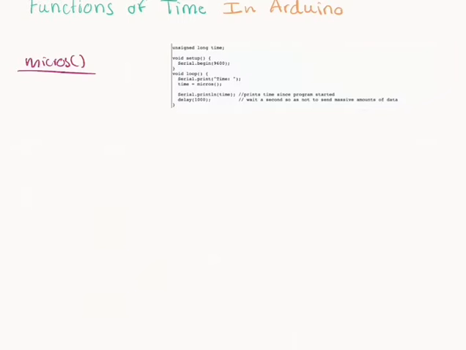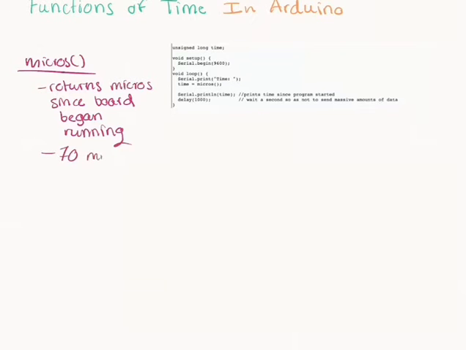When the micros function is called, it returns the number of microseconds since the Arduino board began running. And since it obviously can't run forever, this micros function will reset after approximately 70 minutes of board operation.